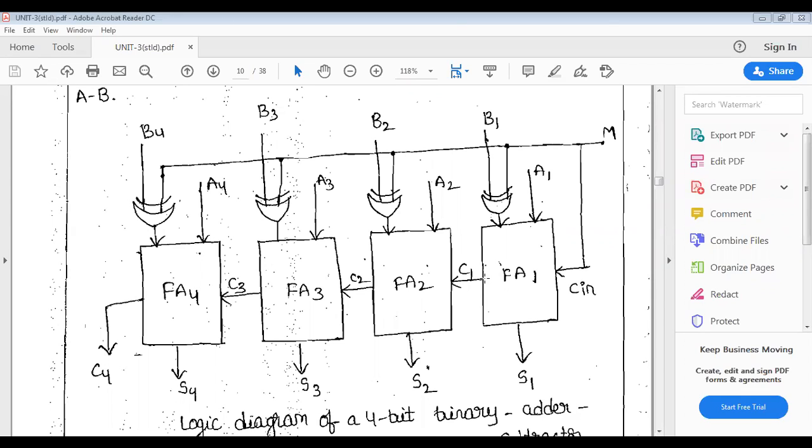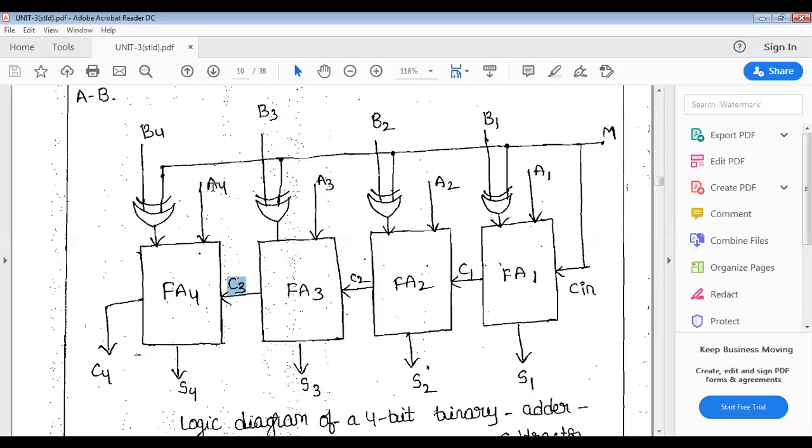So B1 exclusive OR of 1 will get the B1 bar. FA3, full adder 3, takes A3, B3 bar and the C2 as the inputs and generates S3 and C3. It generates S3 as a sum and C3 as a carry. C3 is given to FA4, nothing but full adder 4.